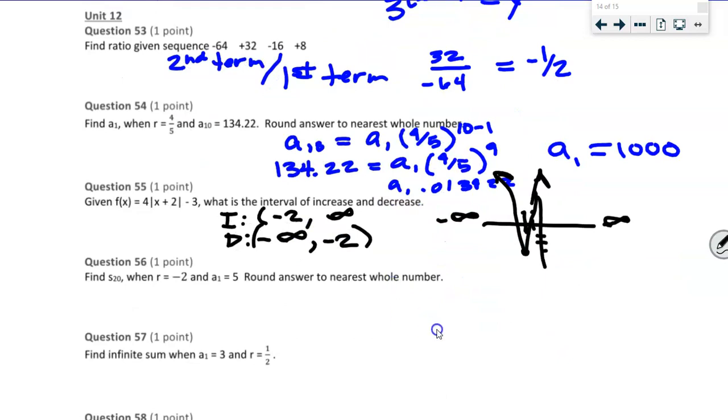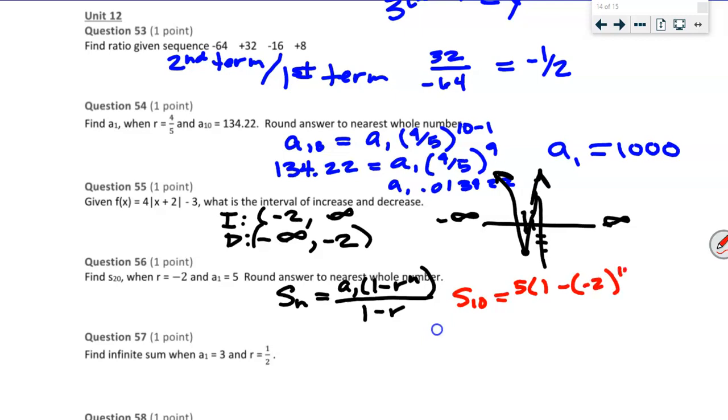56 says find the sum of the first 20 terms when r is equal to -2 and a1 is equal to 5. So this formula is different, okay? The sum of n is equal to a1 times 1 minus r to the n power, divided by 1 minus r. So we're going to populate that formula. The sum of the first 10 terms is equal to 5 times 1 minus -2 to the 10th power, okay? And then we're going to divide that by 1 minus -2.